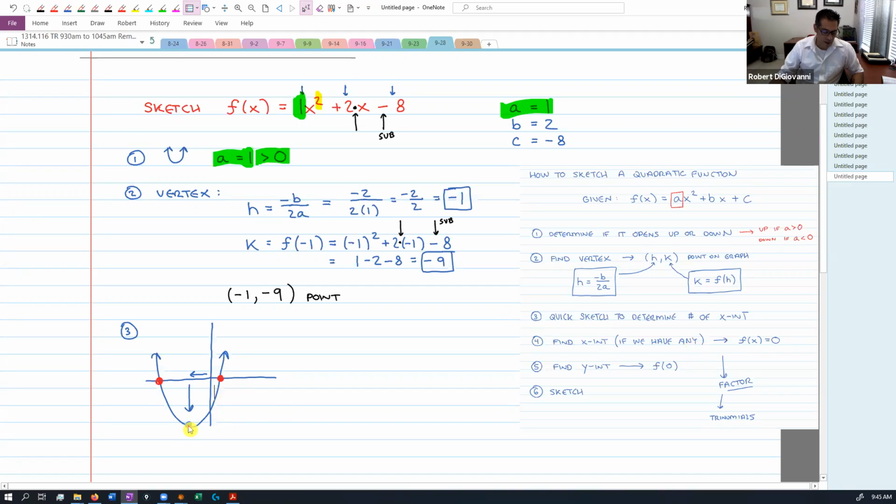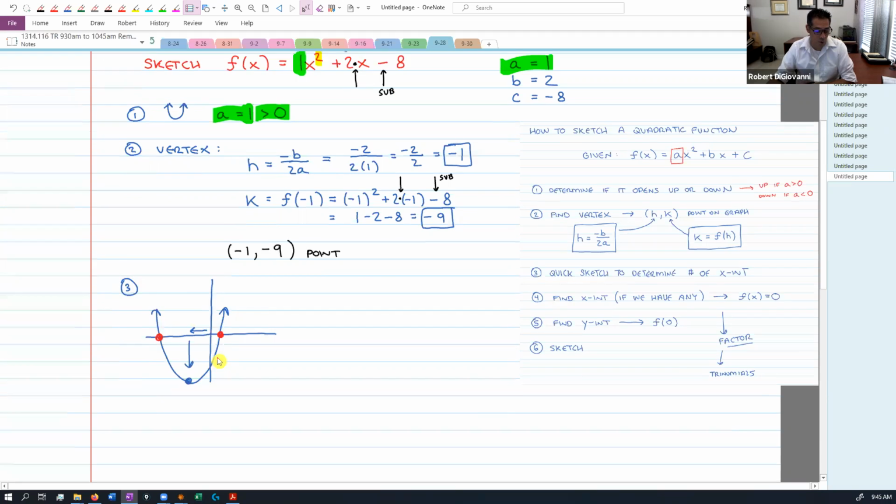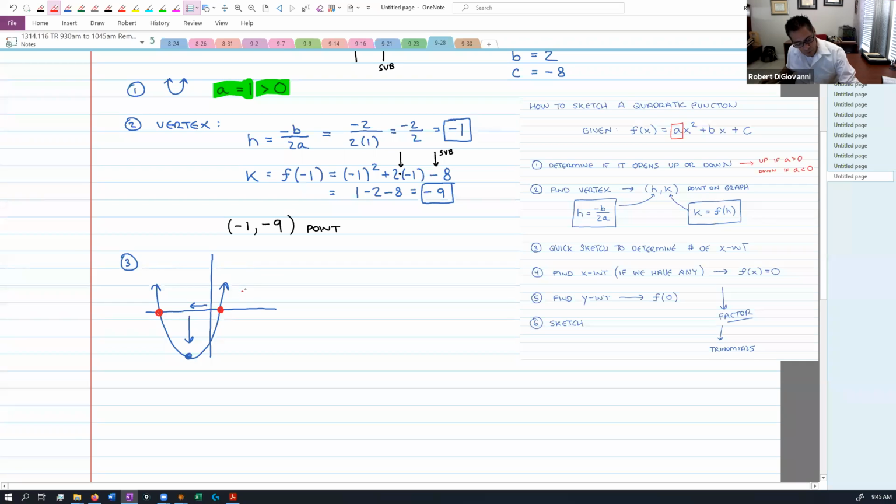See, because if this had opened down, we would have no x-intercepts and you would skip step 4. I'll do an example like that, but I'm just trying to illustrate why this step is important. We don't want to do work that's not necessary. So step 3 gives us a quick way of telling whether or not we need to do step 4. So this means we have 2 x-intercepts. Remember, you can have either none, 1, or 2. We have 2 here. And that means I must do step 4.